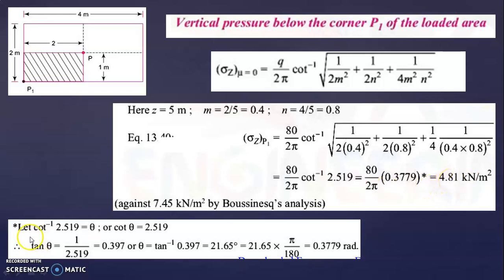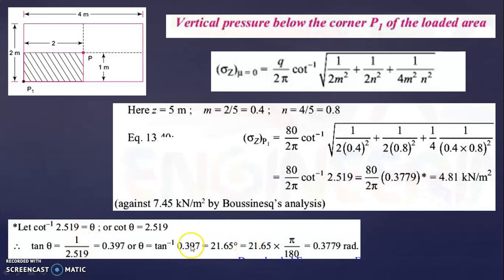Or you can use like this also, let cot inverse 2.519 is equal to theta, or cot theta is equal to 2.519. So tan theta is equal to inverse of cot, that is 1 divided by 2.519. So that is equal to 0.397. So theta is equal to tan inverse of 0.397. So we get 21.65 degrees. So we have to convert into radians, so multiply by pi divided by 180. So you will get 0.3779. Any method you can use.